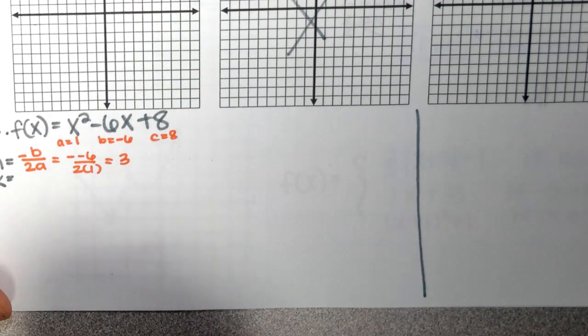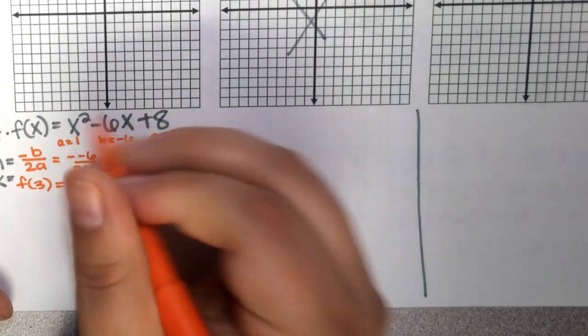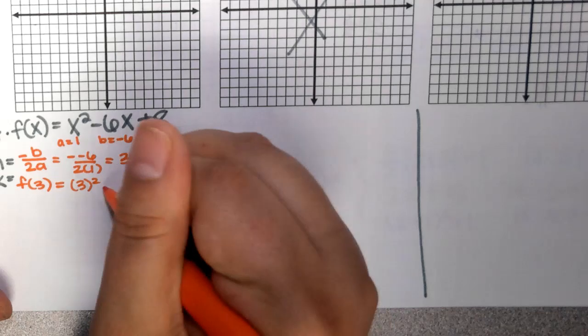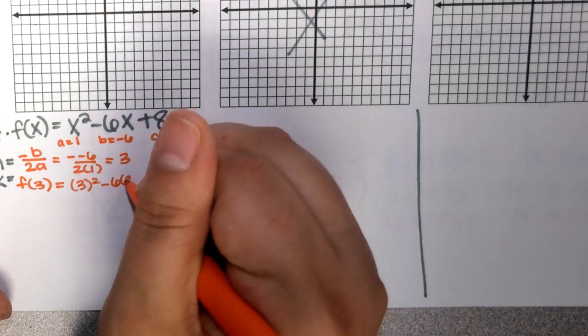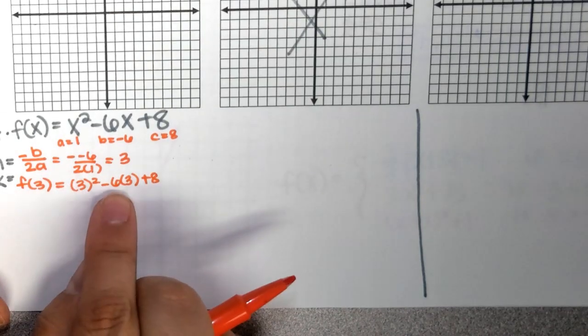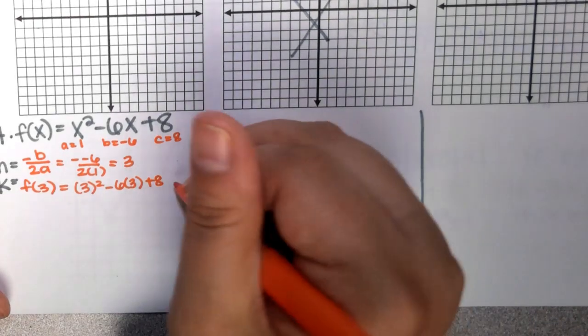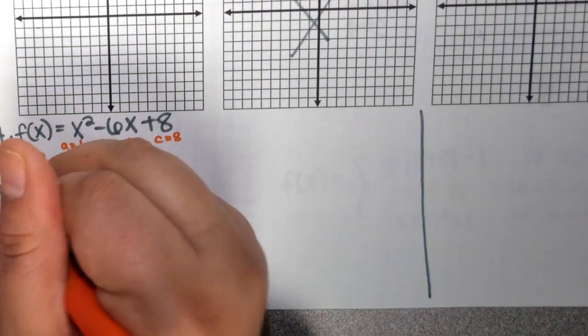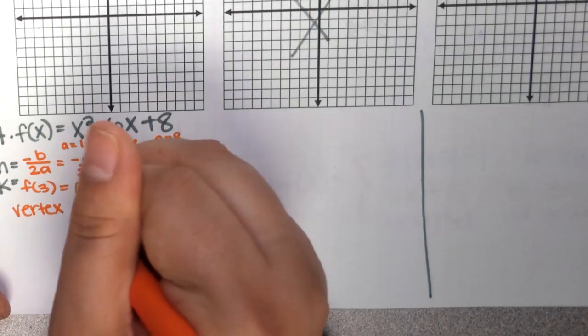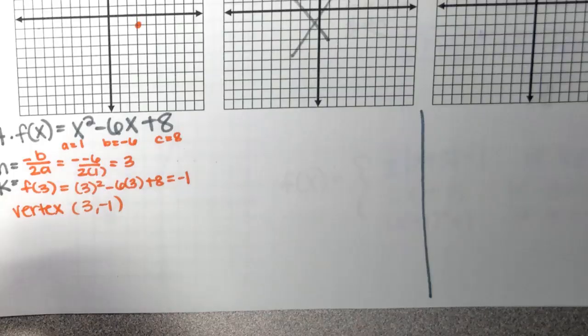How do I find k? Plug in that number, f of 3. So 3 squared minus 6 times 3 plus 8. What's 3 squared? Minus 6 times 3 plus 8 is negative 1. What is my vertex? 3, negative 1. Oh yeah, we're doing the exact same problem as the first one.